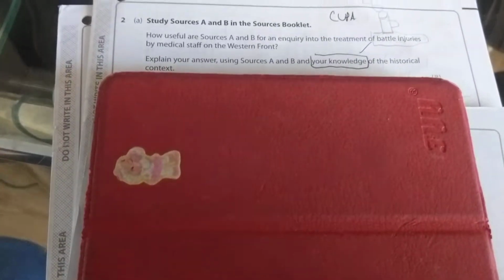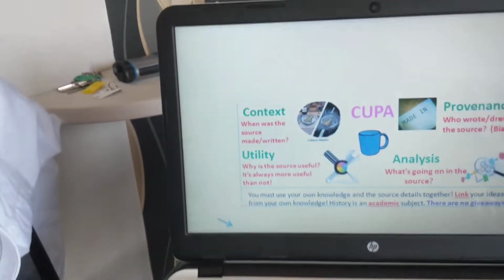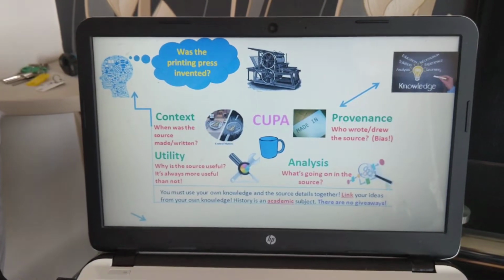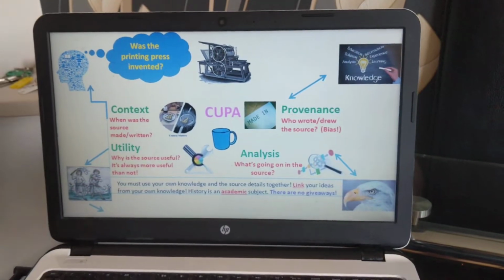Now, guys, when I look at this source question, what I actually look at is a little thing which I've developed, and it's called CUPA. And I do like a cheeky bit of CUPA. I like a cup of tea every single day. So, if we look over here, what I've got here is my CUPA. This is a good way to look at sources. It's my own little acronym. Other teachers use different acronyms, but this is what I use.